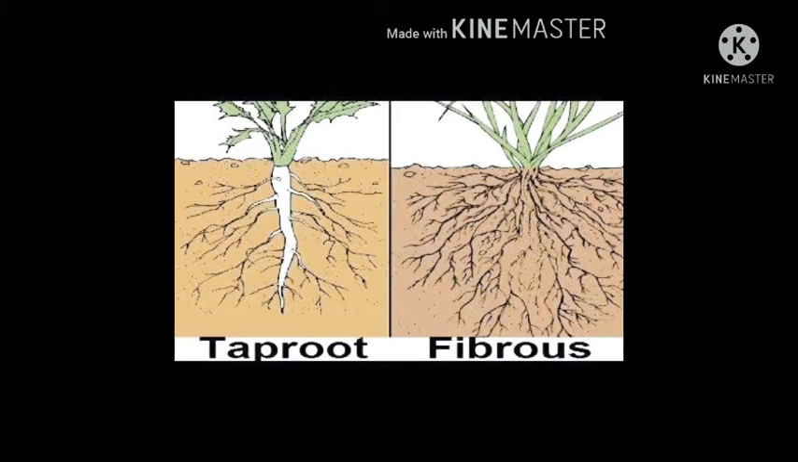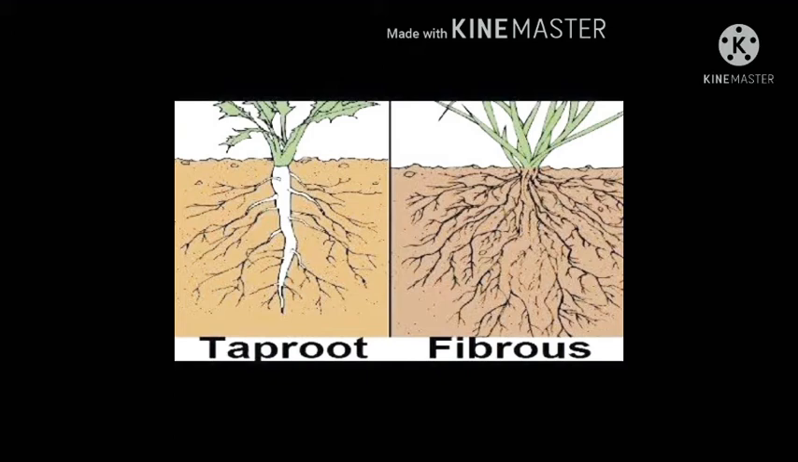Students, now let's discuss the roots. The roots of all plants have the same function but they differ structurally. It means that on the basis of structure, the roots of different plants are different, and they are classified into two categories: taproot and fibrous root.